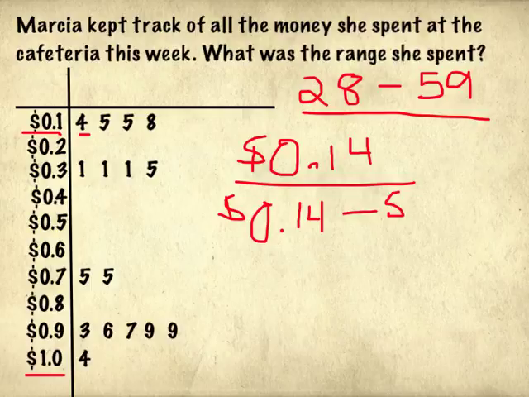My biggest amount goes $1.0, and then the biggest number in the leaf part is a 4. So the range of money she spent was 14 cents to $1.04.